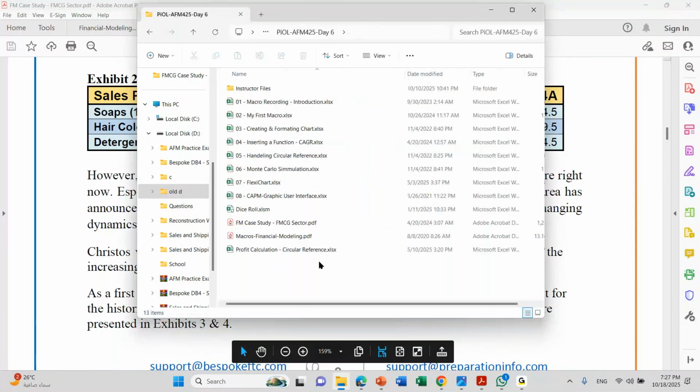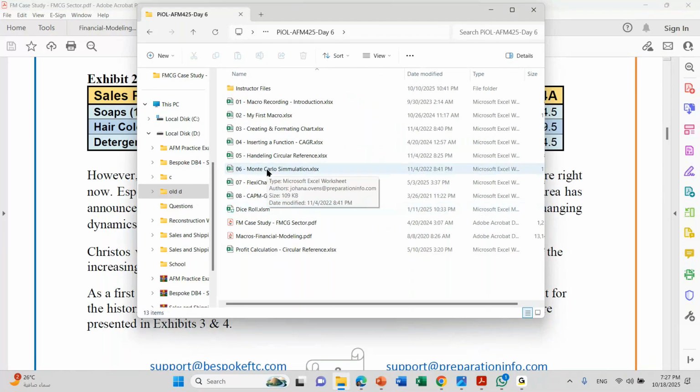We have one Monte Carlo simulation. Let's look at this Monte Carlo simulation. There are two files that actually are left. One is handling circular references. I really don't like to explain this. This is not a very good use of time.